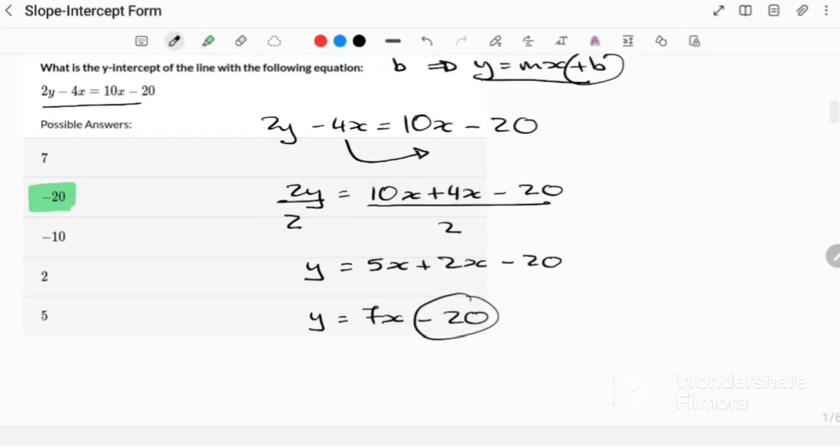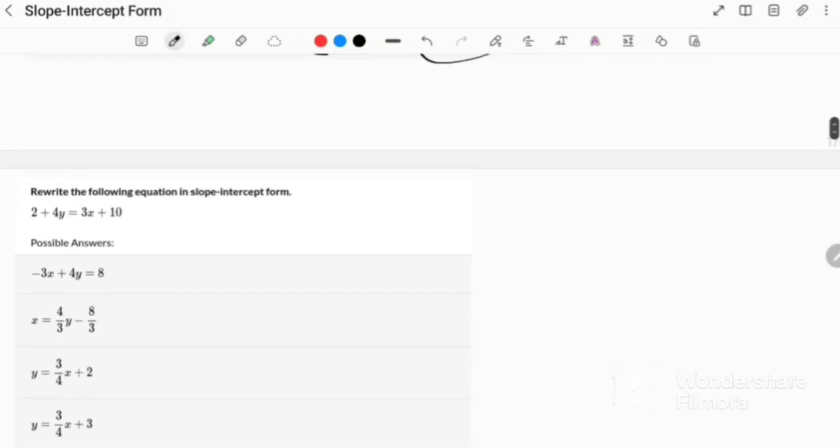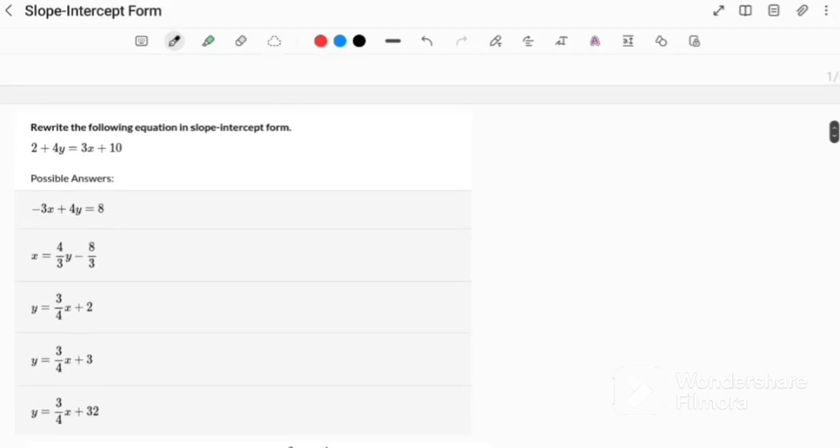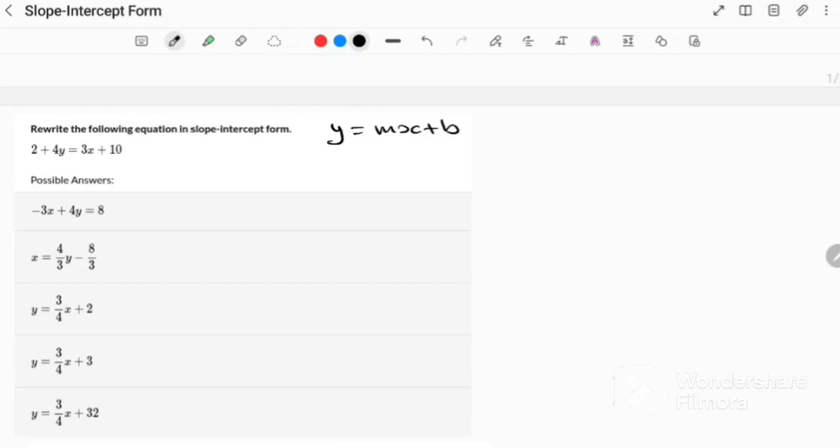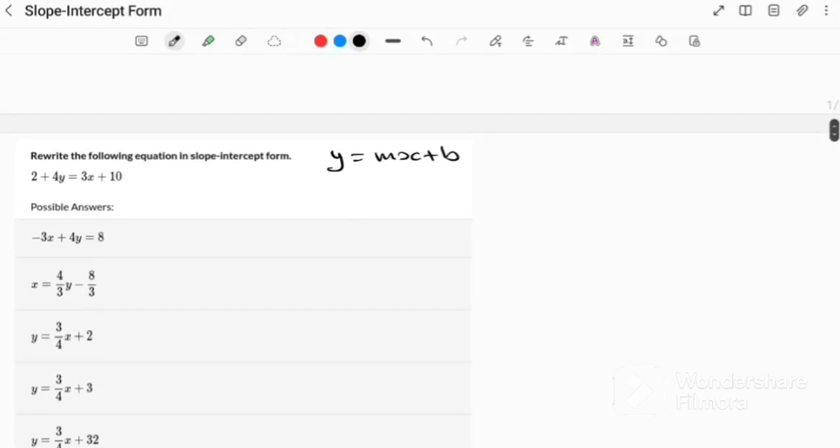Let's look at another example. Rewrite the following equation in slope-intercept form. So we've been given this equation, and we have to write it in the form of y is equal to mx plus b. Go ahead and pause the video and attempt to solve this yourself. I'm going to go ahead and jump into the solution now.